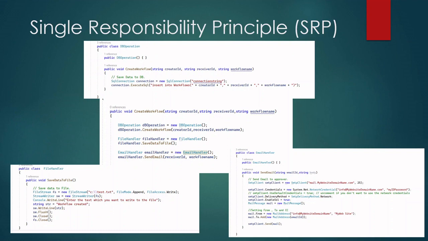But that doesn't mean that each class should have only one method. Those classes should have related methods. If I'm saying that the DB operation class should have the DB related operations, it can have multiple methods, but all those methods are only responsible for database handling, not for email handling or file handling. Similarly, the file handler can also have multiple methods, but all those methods are related to file handling only. And the email class will handle all the email related functionalities.